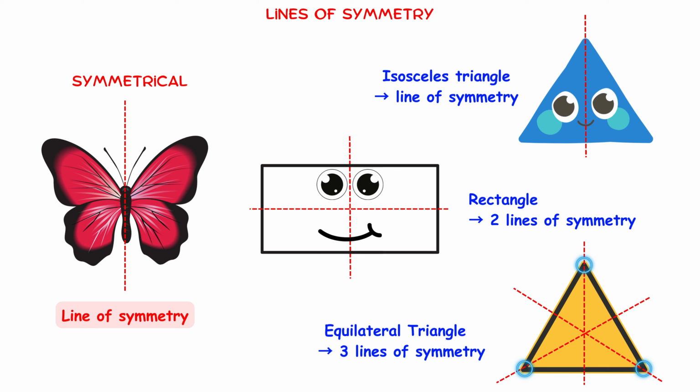The second line begins at the bottom left corner and goes across to the midpoint of the right side. The third line starts from the bottom right corner and connects to the midpoint of the left side. Each of these lines creates two matching mirrored sections of the triangle, resulting in a total of three lines of symmetry. Recognizing these lines helps us understand the balance and uniformity in shapes.